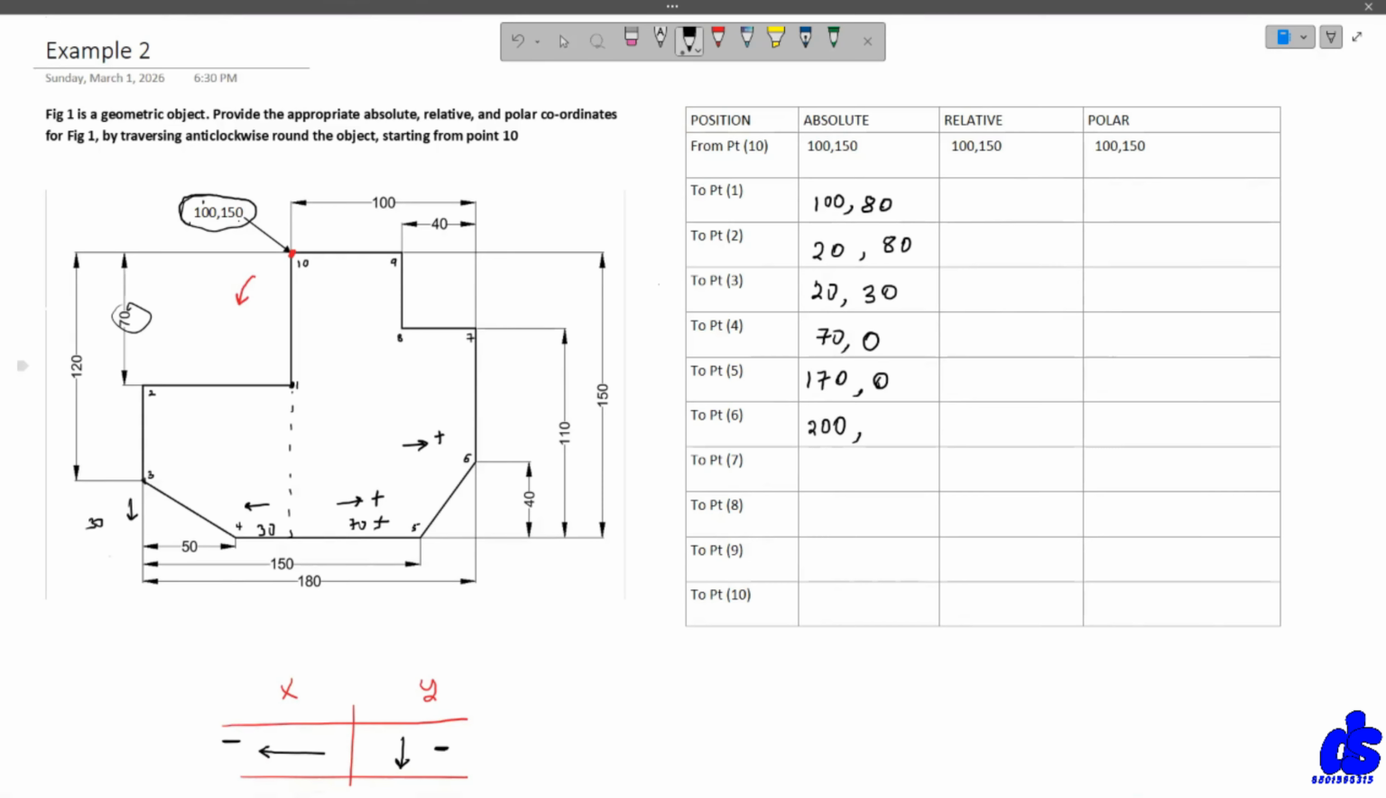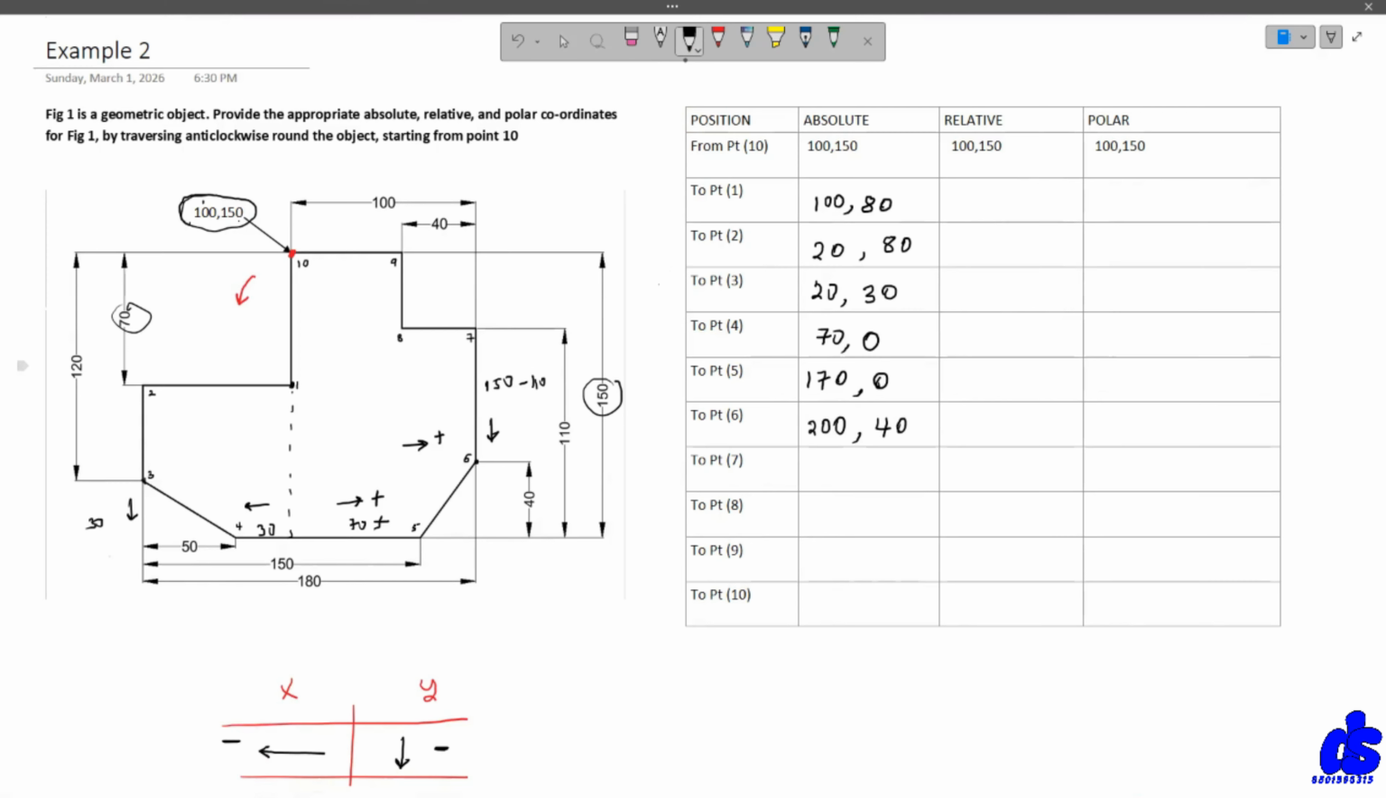Now for y, the entire distance is 150. So to this point will be 150 minus 40. That's one thing. Now to find this relative to this, since we are going down, we are going to subtract. So it's going to be 150 minus 110, which will be 40. So that's it for point 6.